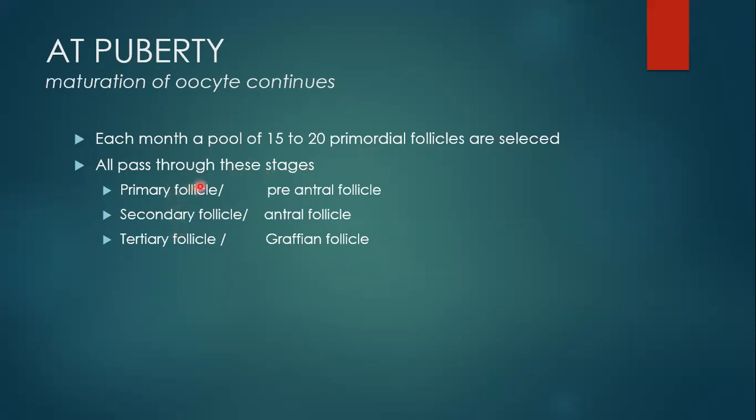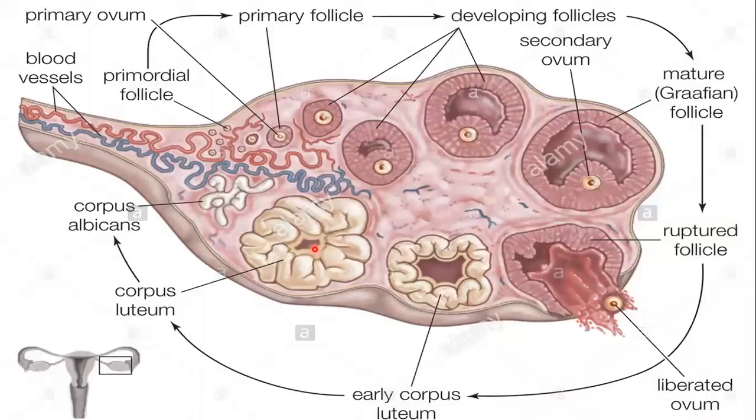follicles, right? Primary follicles are also known as the pre-antral follicles. Secondary follicles are also known as the antral follicles, while the tertiary follicles are also known as the Graafian follicles, right? I will show you in a while all of these types of follicles. You will understand what the differences are between these individual follicles.